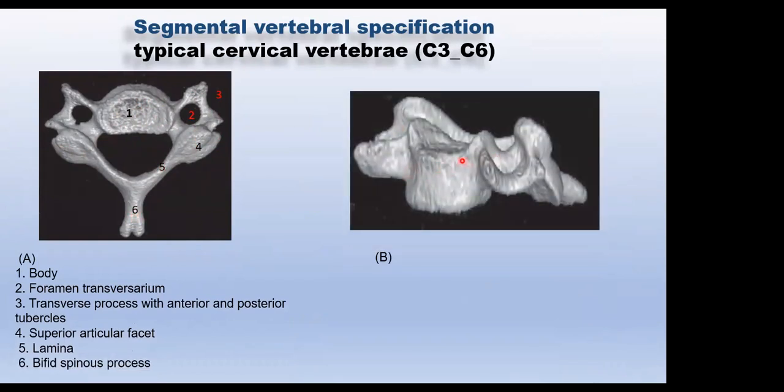Here we have an anterolateral 3D CT scan of the cervical vertebra. Also, we can see the vertebral bodies and the transverse process together with anterior and posterior tubercle, lamina, and bifid spinous process.